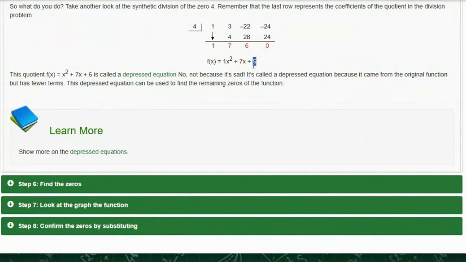Why is it called a depressed equation? No, not because it's sad. It's because it came from the original function but has fewer terms. We depressed it down from an x to the third to an x squared. So the depressed equation can be used to find the remaining zeros.